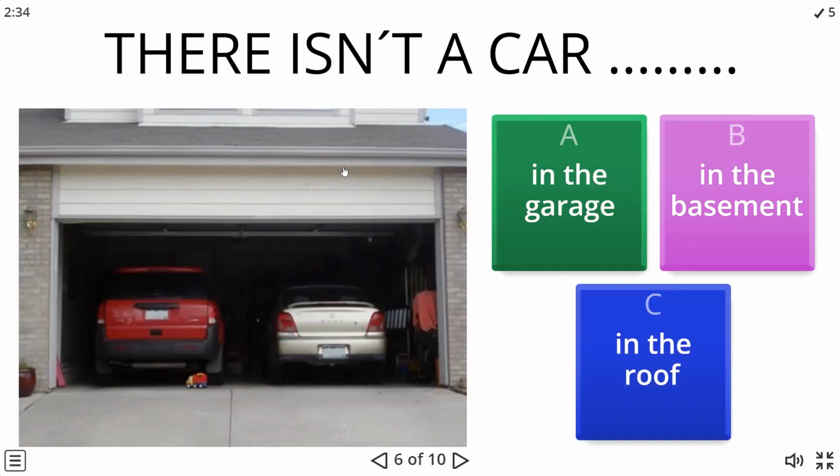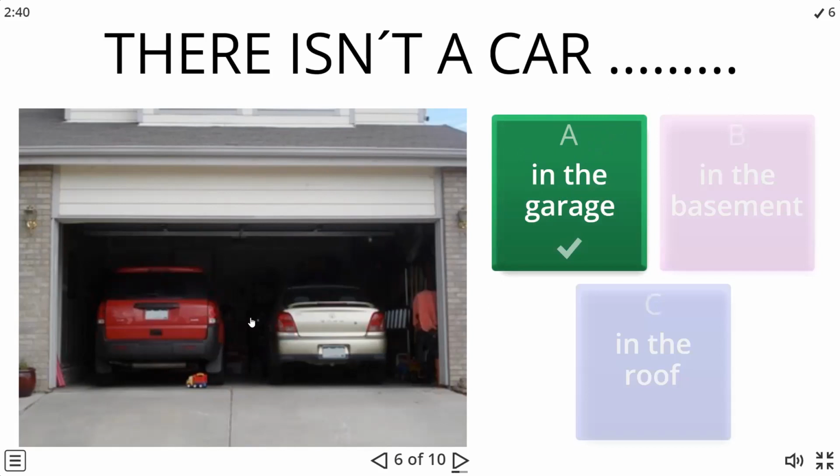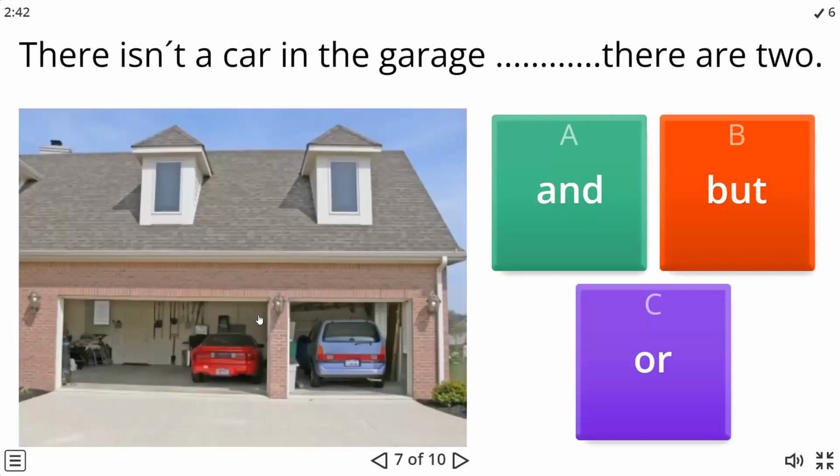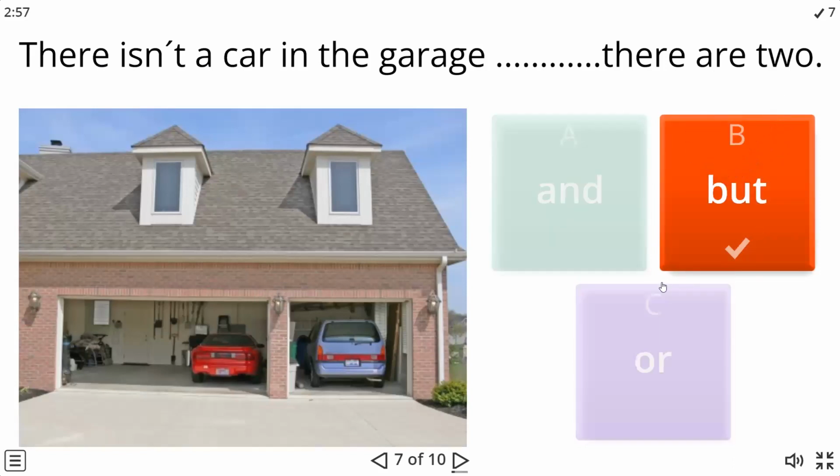So there is, in the garage. Let's see. Yes, in the garage. Because we have 2. No, there are 2. There isn't a car in the garage. Aquí, ¿cuál sería la correct conjunction? And, but, or or? But. But, exactly. But there are 2.